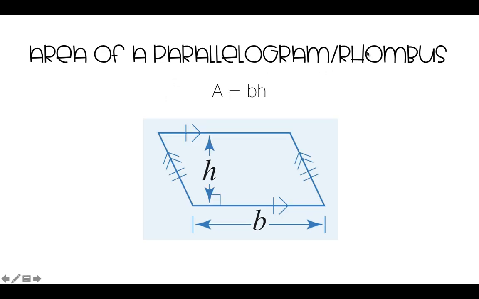Area of a parallelogram or rhombus. Now a rhombus is like a parallelogram except that all four sides are even in length, but you can still use this rule to help you calculate it. And we'll do base times height. Now it's really important that you realize that the height is from the two parallel lines, not the length of this side length, but the distance between the two parallel lines. And you can see here that it is perpendicular to the baseline.